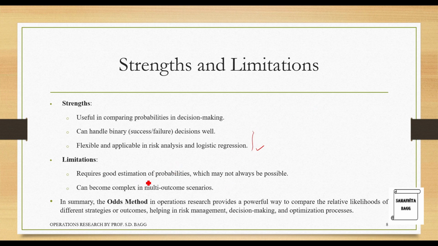Limitations: requires good estimation of probabilities, which may not always be possible. So as you saw that the probability of A and probability of B was calculated, this is very important to be calculated. If you do not get proper values over here, then you will end up having a wrong estimation. Can become complex in multi-outcome scenarios. So suppose if you have many outcomes like probability of A, B, C, D, then in that case it can become a bit complex.